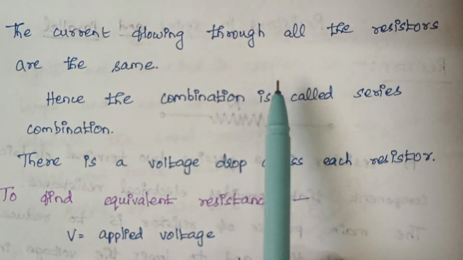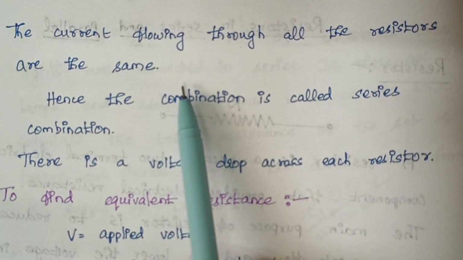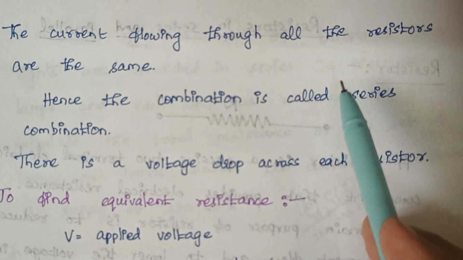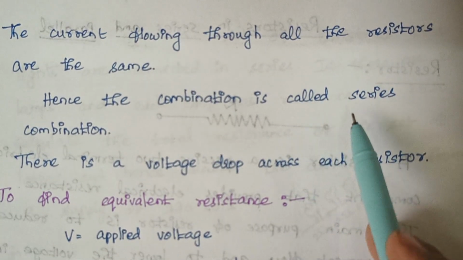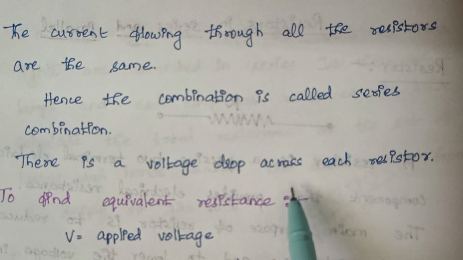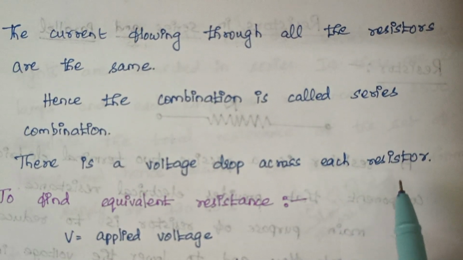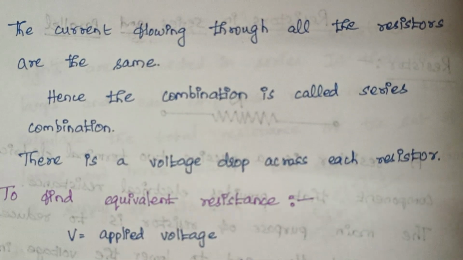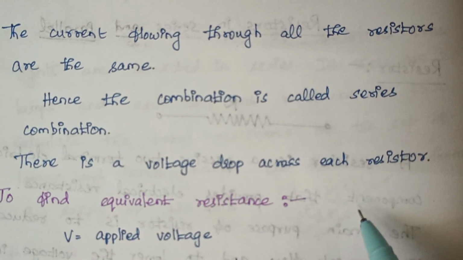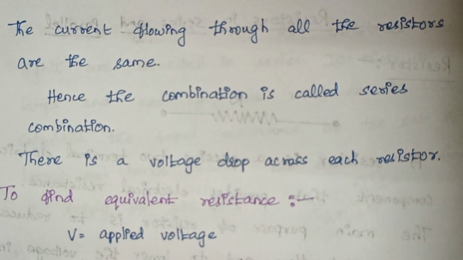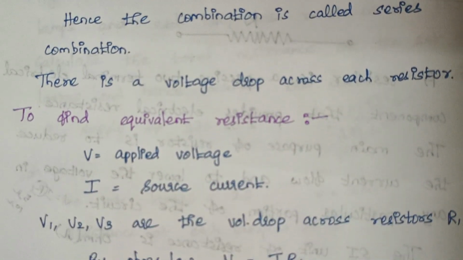So the current flowing through all the resistors is the same, right? This combination is known as a series combination. There will be a voltage drop across each resistor, because whenever a current flows through a resistor, it produces a voltage drop. So to find the equivalent resistance, we are going to calculate the total resistance.